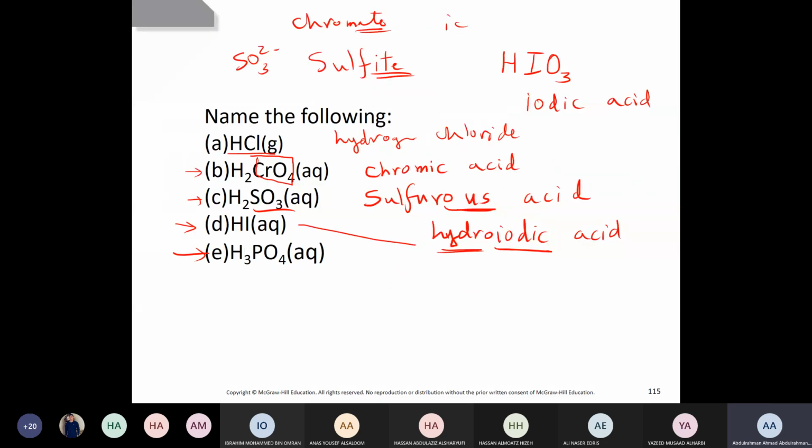Okay, last one. What's this group called? Phosphate. So phosphoric acid. Phosphoric acid. So you change ate into ic. This time you add also phosphor. Clear? And with this we finish.